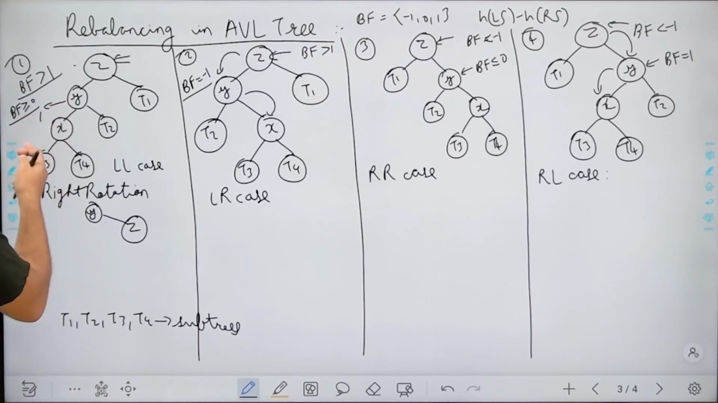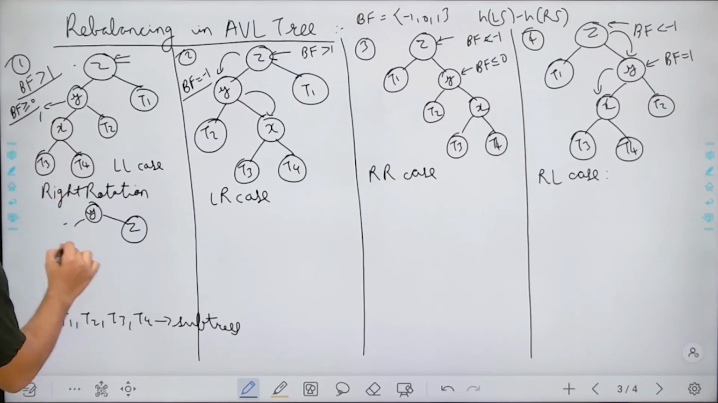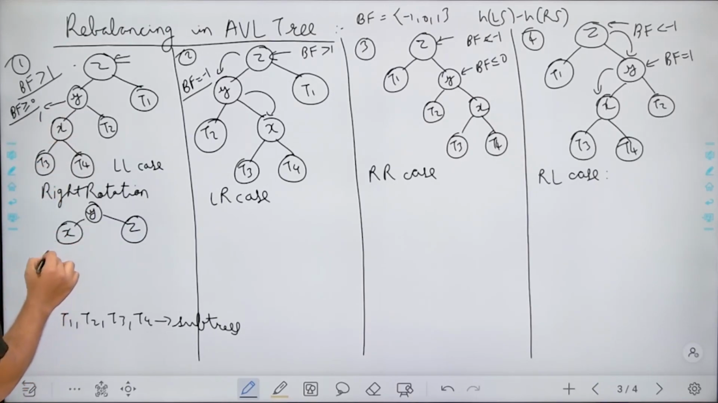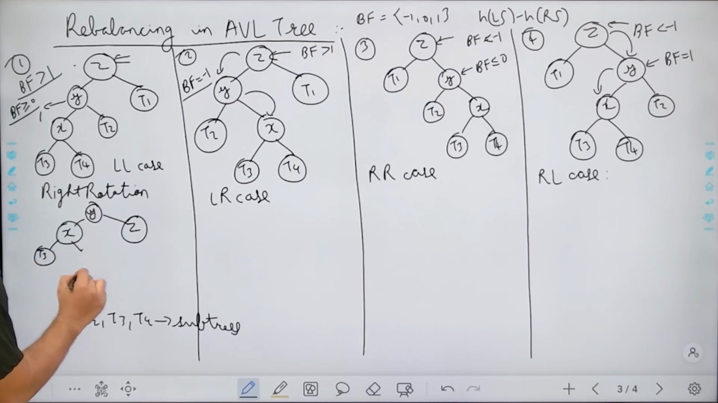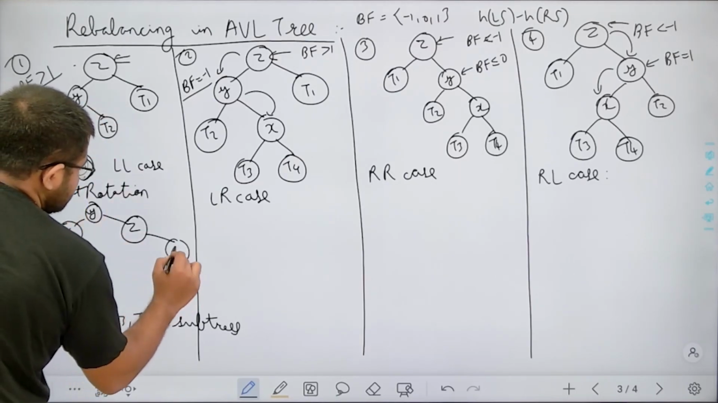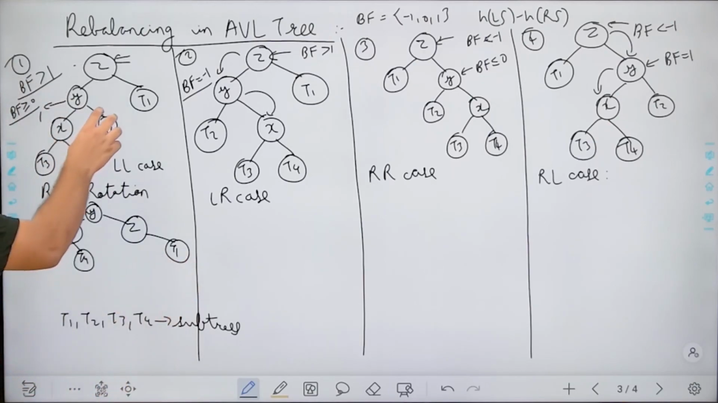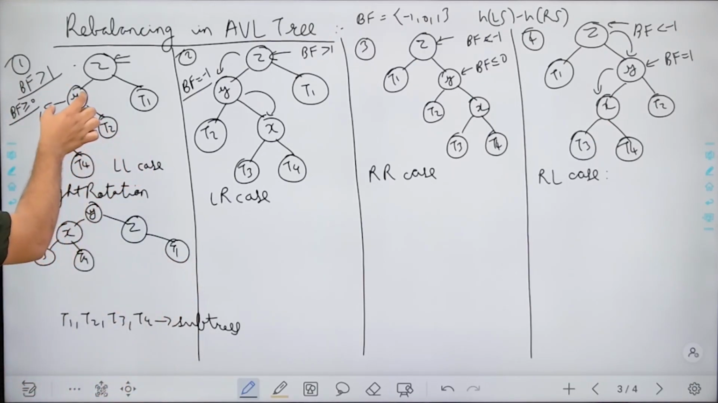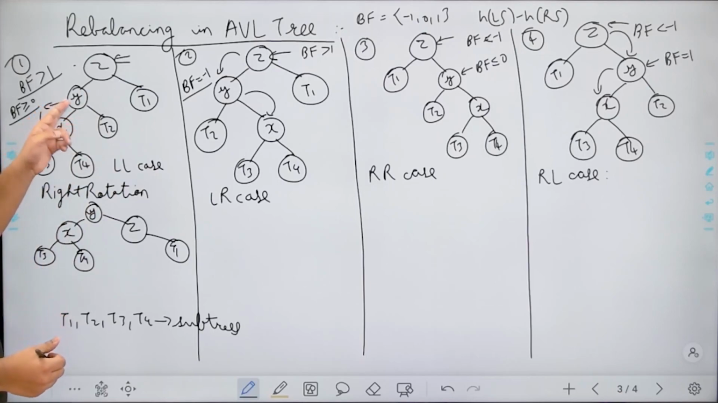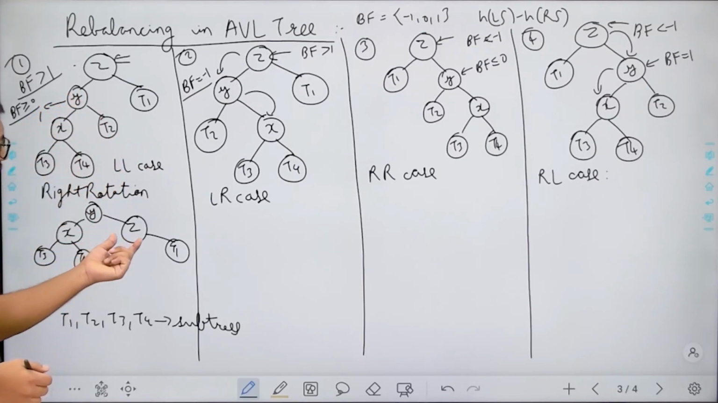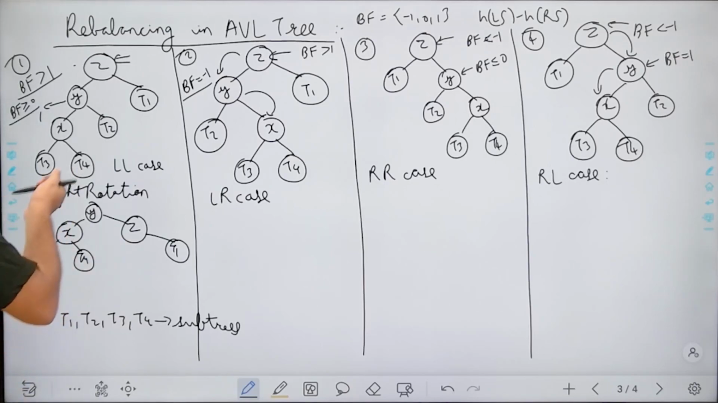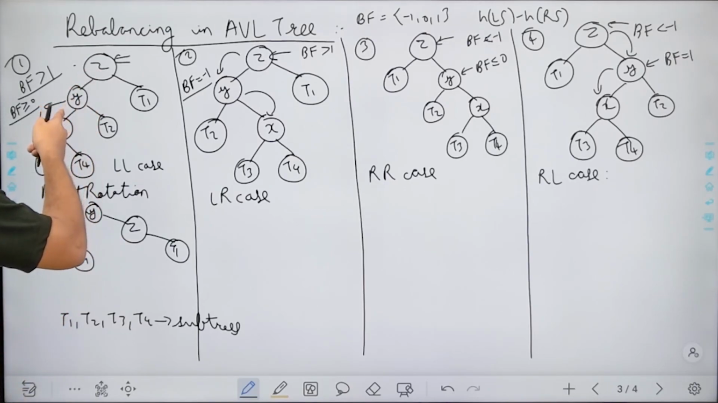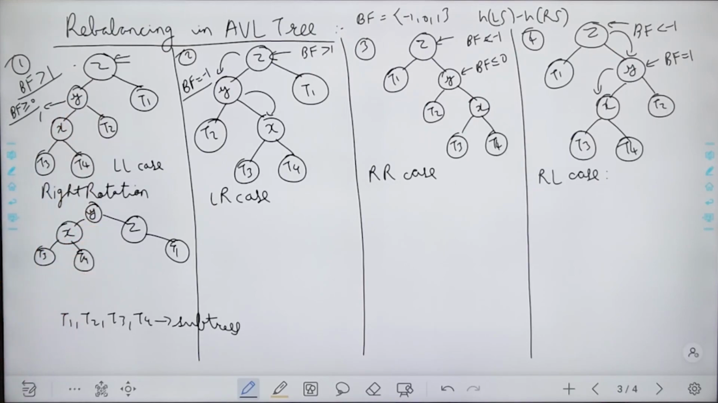Now we will keep these things as they are. So x will remain as it is, T3 will remain as it is, T4 will remain as it is, and T1 will remain as it is. But now we cannot place T2 on the right hand side of y, because on the right hand side of y we have z. So where is the place empty? If we look clearly, the left child of z was y, but now there is no left child of z. So this place is empty.